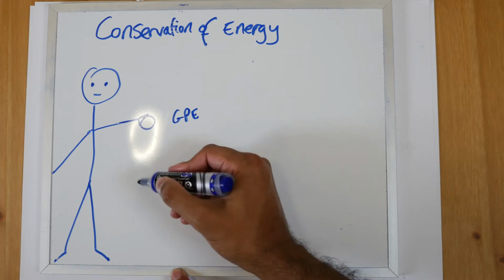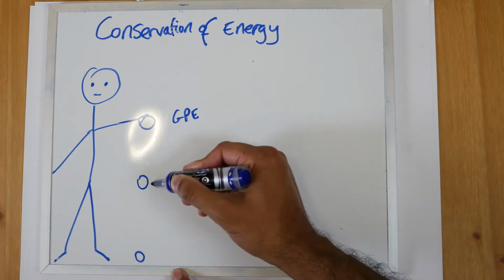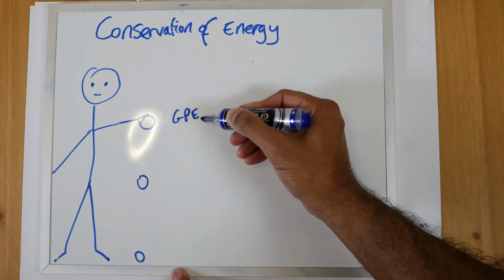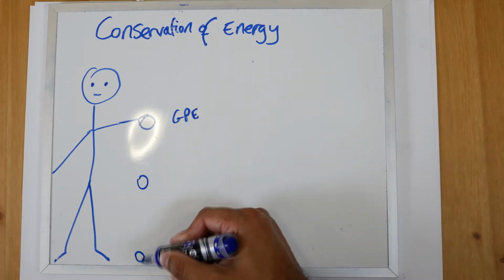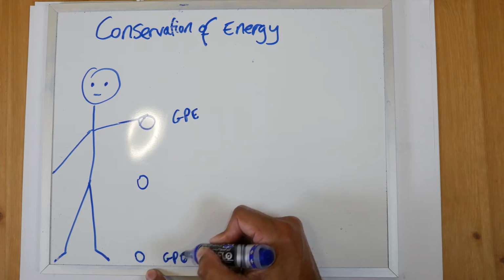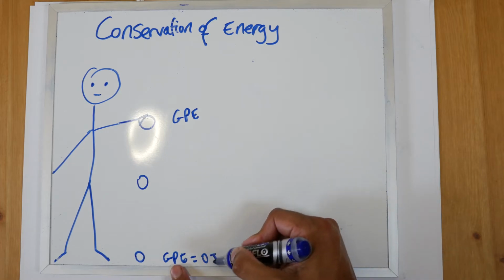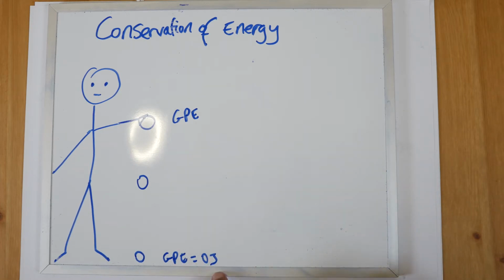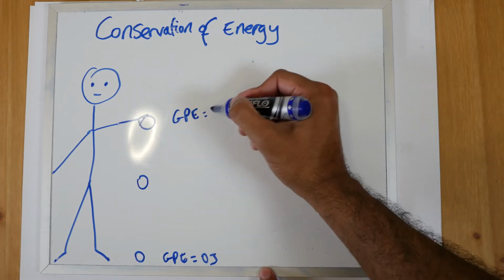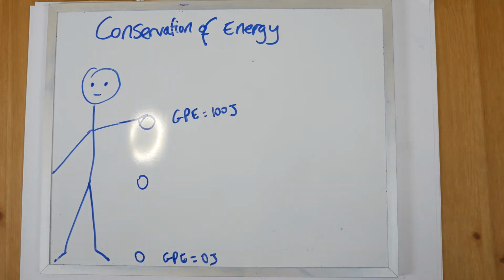Now, as he lets go, what's going to happen is the height reduces, and so the GPE reduces. And just as it hits the ground, we can say that the GPE is 0 because the height is 0. Now what we want is a unit there, so it's 0 joules, okay? Because I called that 0, I'm going to call this 100 joules.